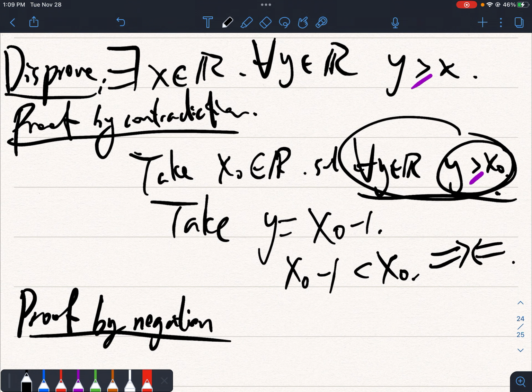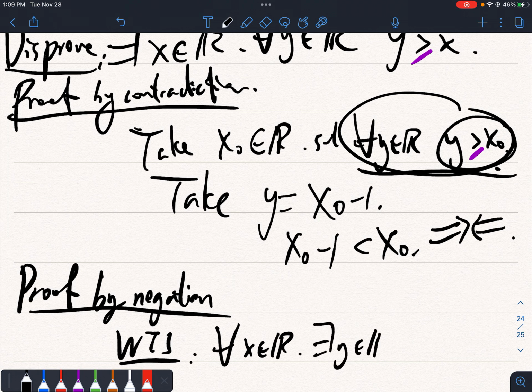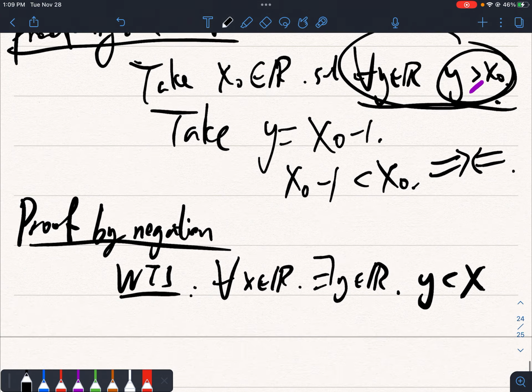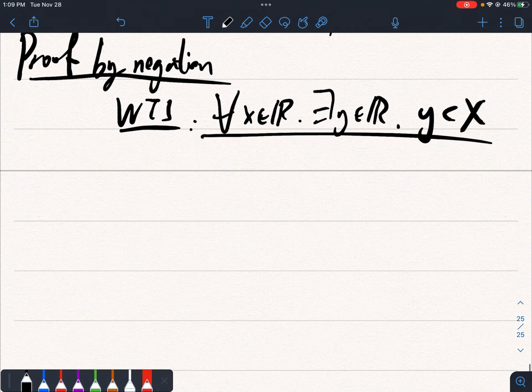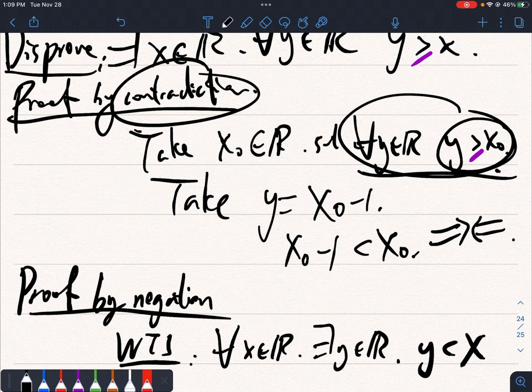If you want to disprove that, then clearly you can disprove it by proving its negation is true. So all you need to show is for all x in R, you can find some y in R such that y is less than x, right? So then you want to show this is true. So you can see it's exactly the same thing, right? So the main idea is the same. So why not use proof by contradiction?